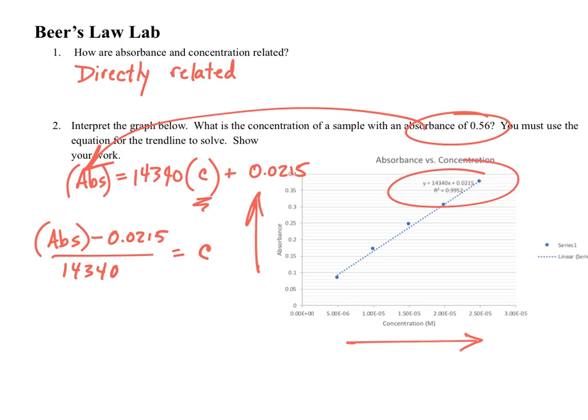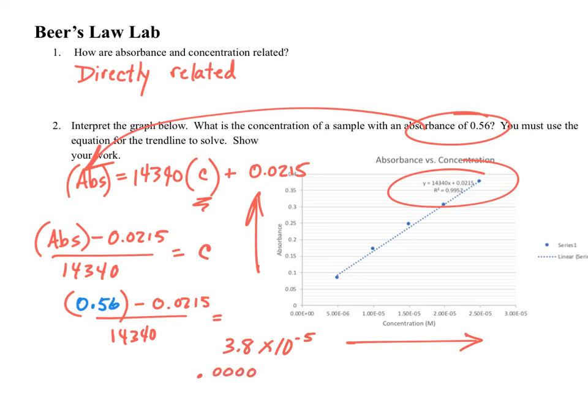So we'll put in the absorbance they give us, 0.56. That minus 0.0215 divided by 14340 equals 3.8 times 10 to the minus 5, or 0.00038 molar.